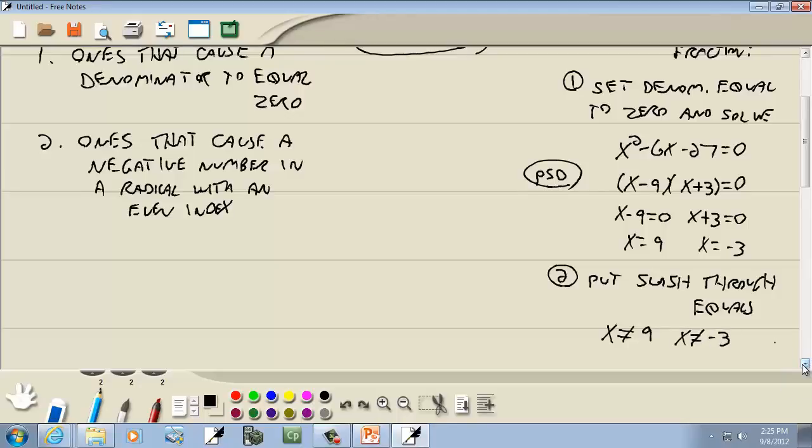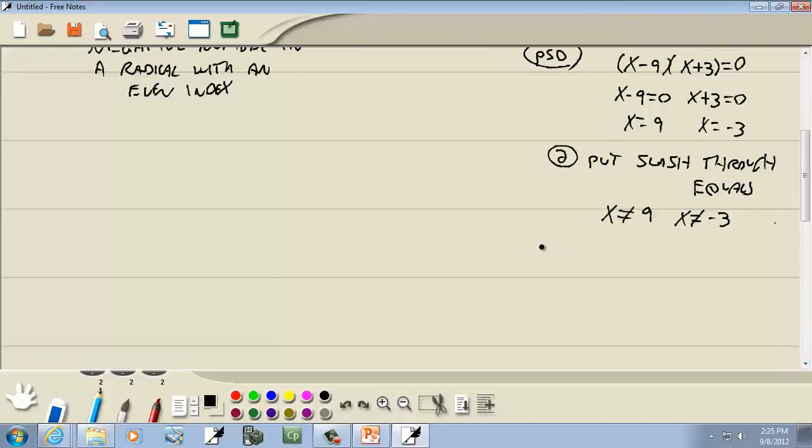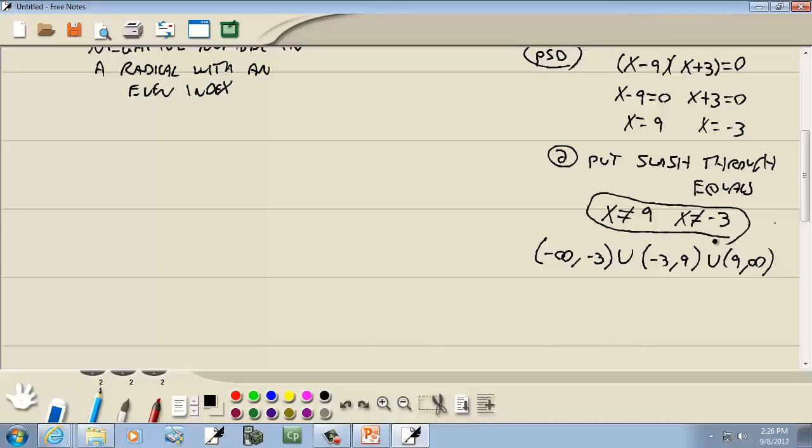Now if you want to see how that's written in interval notation, we'd have negative infinity to negative 3, in parentheses, union, negative 3 to 9, in parentheses, union 9 to positive infinity. For purposes of my class, I'm happy with this right here.